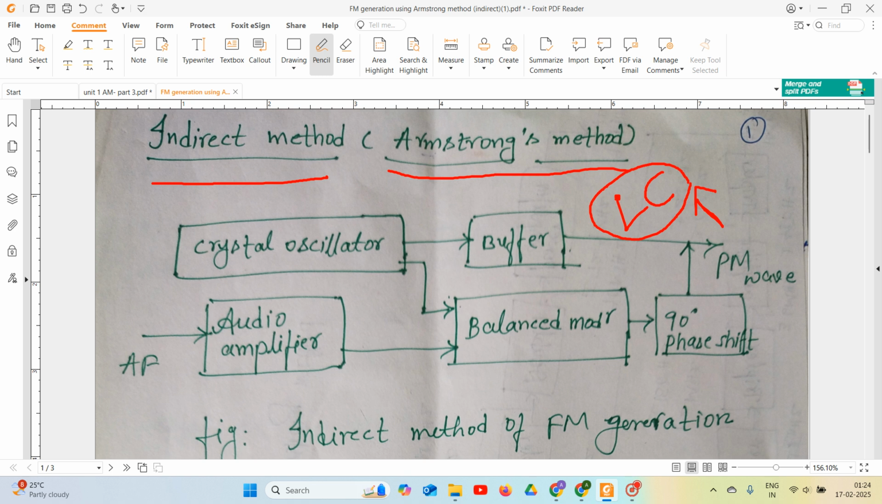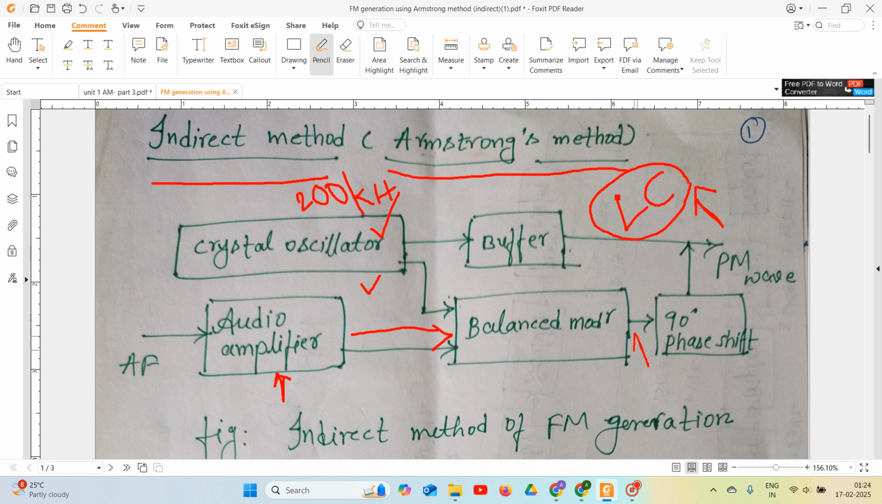In order to avoid this, here we are using a crystal oscillator. This crystal oscillator generates a low frequency of 200 kilohertz, so we won't get the temperature effect and frequency stability problem. That's why we are using the crystal oscillator. Then we send the audio frequency input signal into the audio amplifier. An amplifier amplifies our input signal with respect to amplitude. Then it is sent to the balanced modulator. So the carrier frequency and the amplified input signal are sent to the balanced modulator.